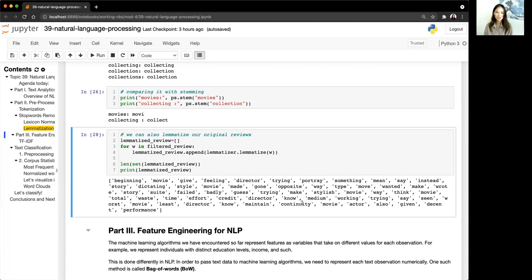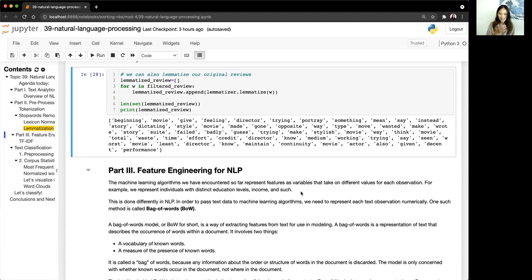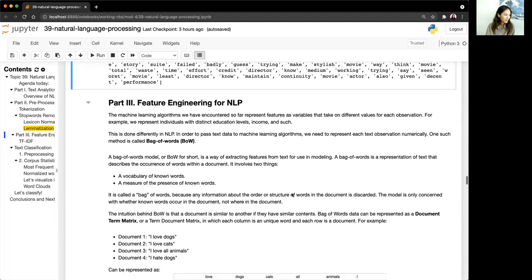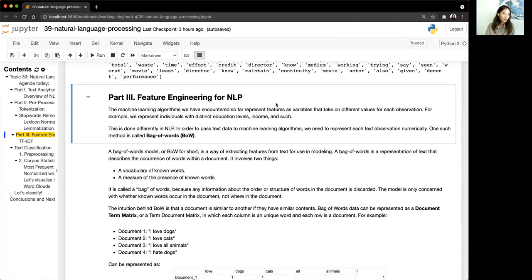So next we're getting into feature engineering. There are two main methods of feature engineering in NLP: bag of words methods, which we're going to talk about today, and word embeddings, which we're going to talk about tomorrow. So far, the machine learning algorithms we've encountered represent features as variables that can take on different values for each observation. For example, we can represent an individual with education level, income, and so forth. In NLP, in order to pass text data to machine learning algorithms, we need to represent each text observation numerically. So the process of NLP is really just the process of getting from text to numerical form.